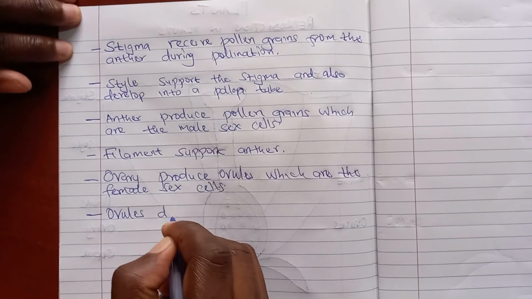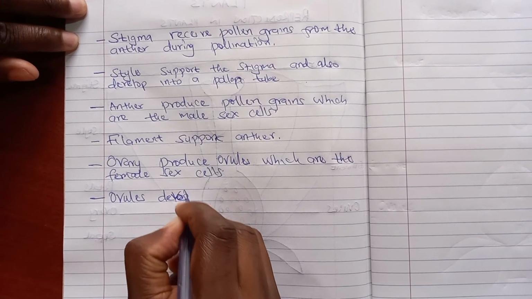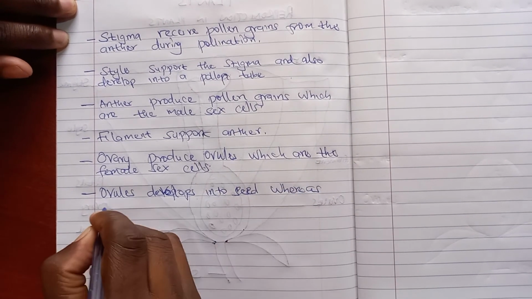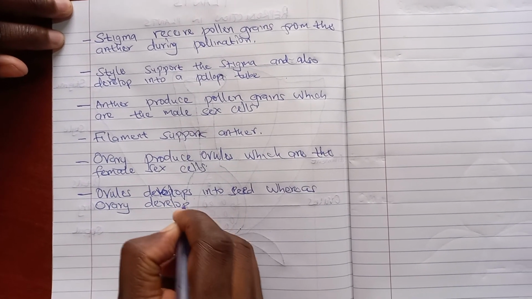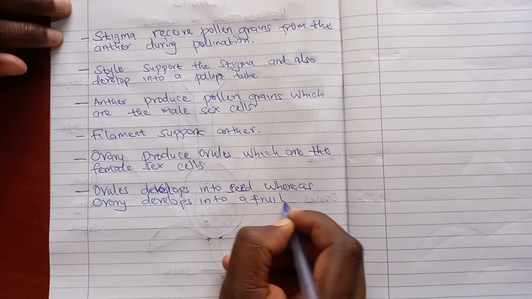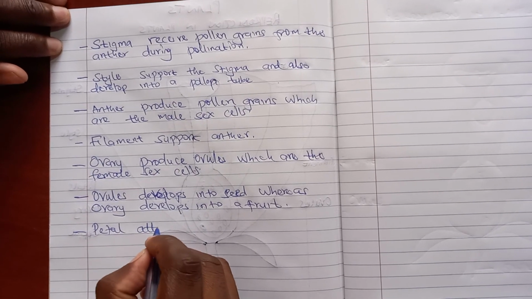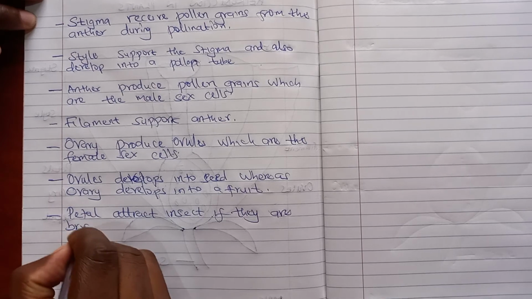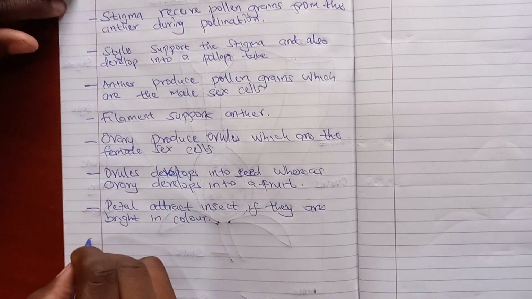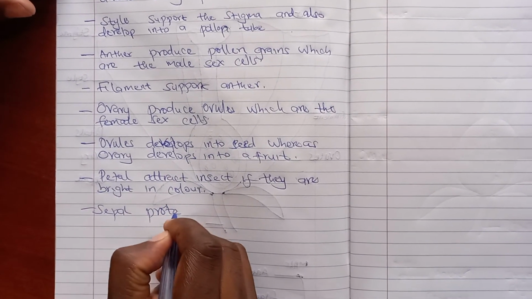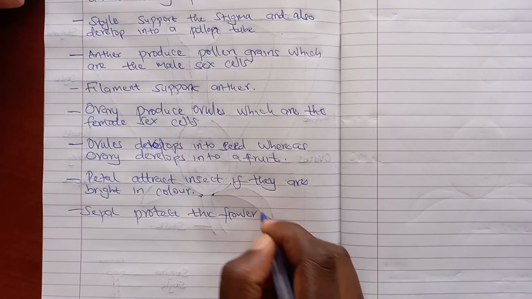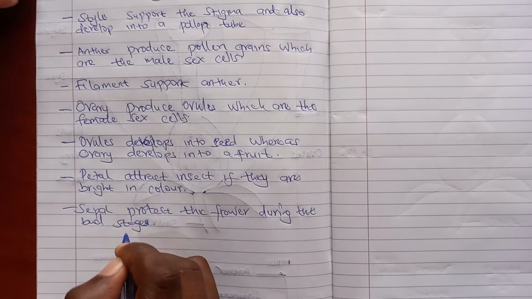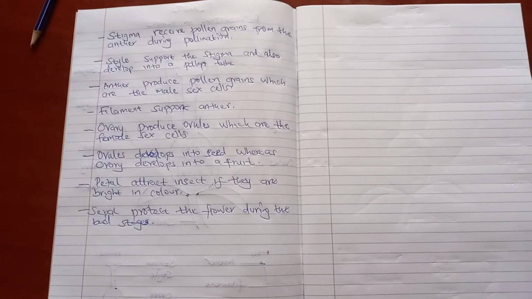Ovules develop into seeds, whereas ovary develops into a fruit. Petals attract insects if they are bright in color. Sepals protect the flower during the bud stage. Learners, with these notes, you'll be able to answer any question dealing with the flower, which is the reproductive organ in a plant.